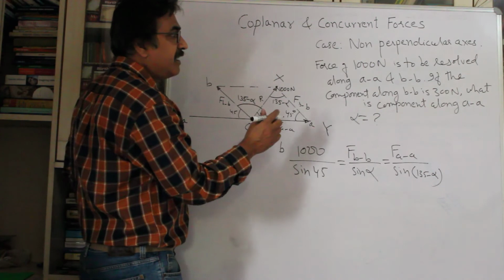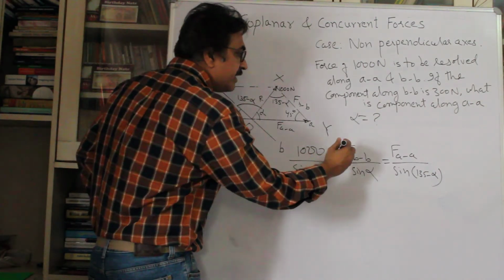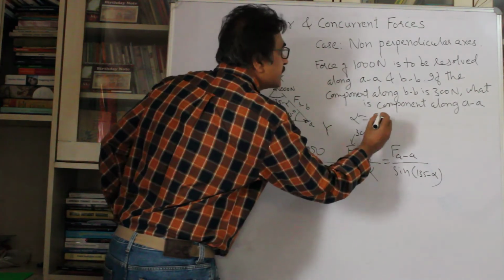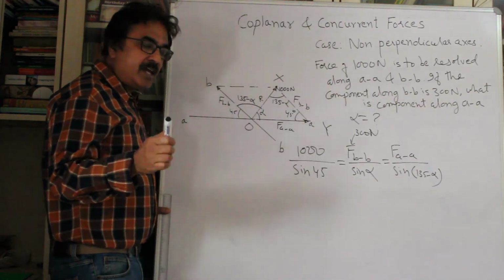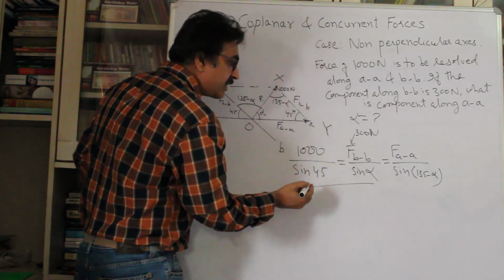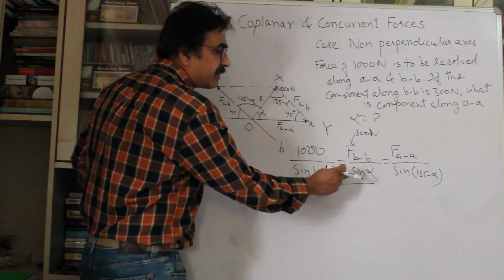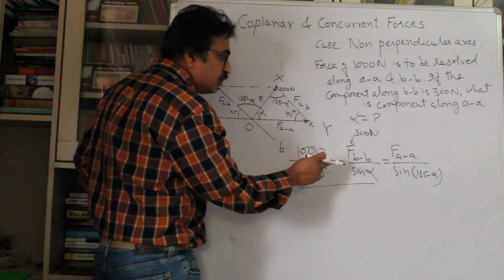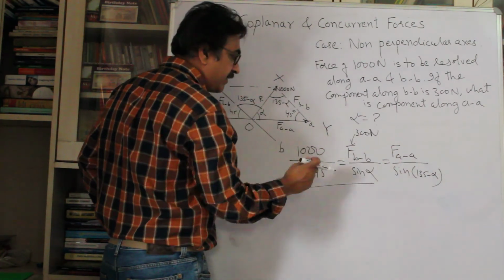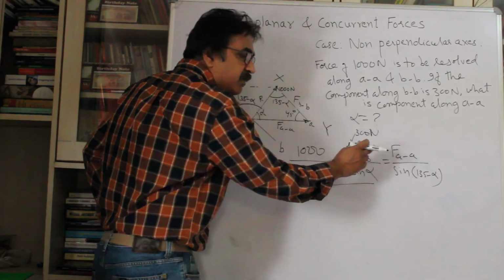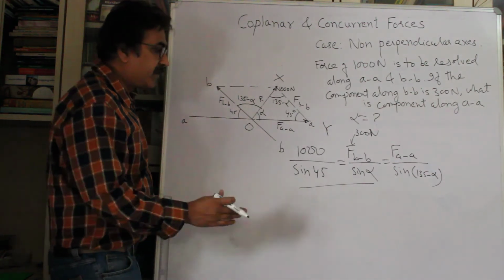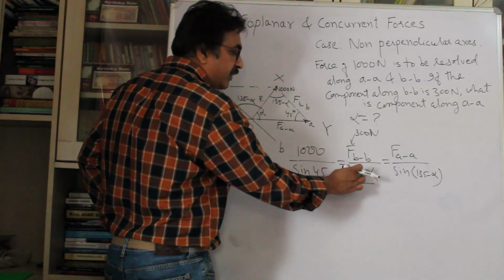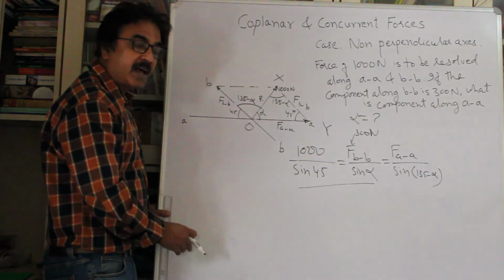We are given FBB, right? So FBB is 300 newtons. So use this portion of the equation, everything is known except sine alpha, find out the value of alpha, right? Similarly, once you find out alpha, use this and this, find out FAA. Straightforward. First use this segment of the equation, then this and this. Once you first find out alpha, and then you find out FAA.